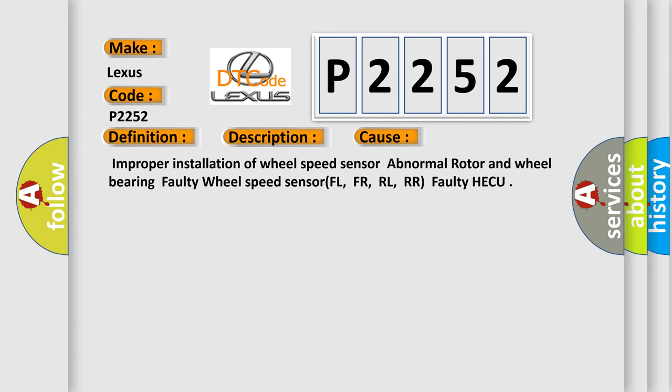Improper installation of wheel speed sensor, abnormal rotor and wheel bearing, faulty wheel speed sensor FL, FR, RL, RR, faulty HECU.